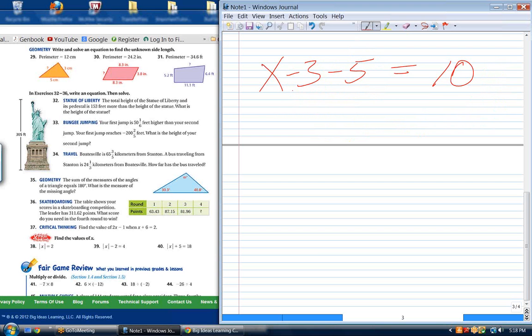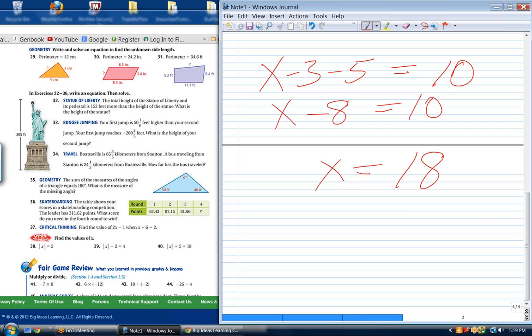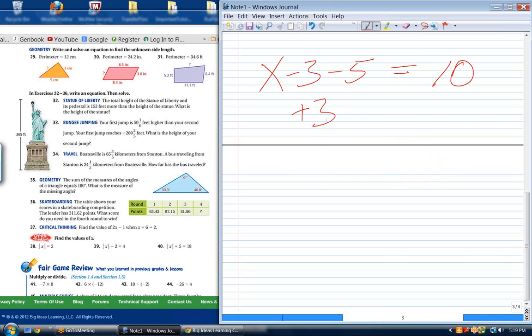The other way would be to combine these first. So you get x minus 8 equals 10, and then add 8 to both sides. But remember the first rule of algebra. You can do anything you want to one side of the equation as long as you do it to the other. So in one step I added 3, and in another step I added 5. So there's nothing that says I have to combine those numbers first.